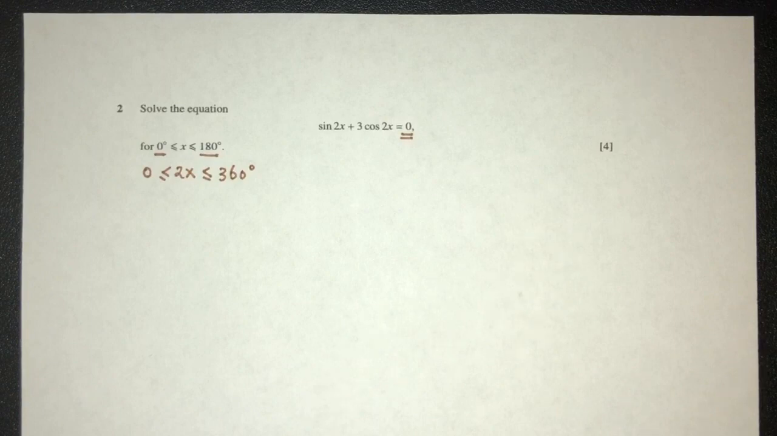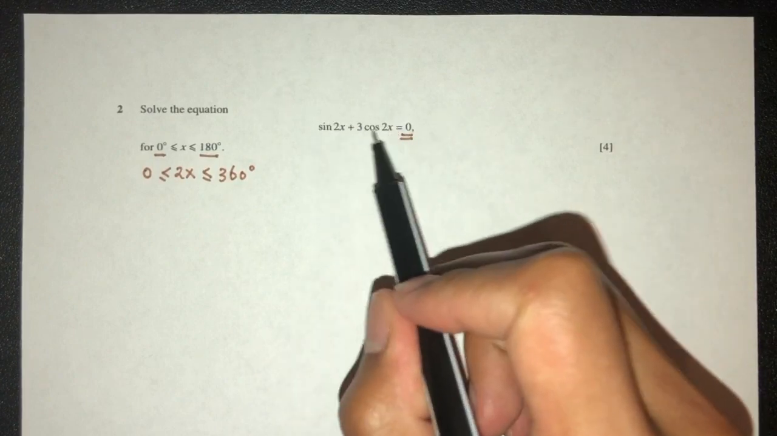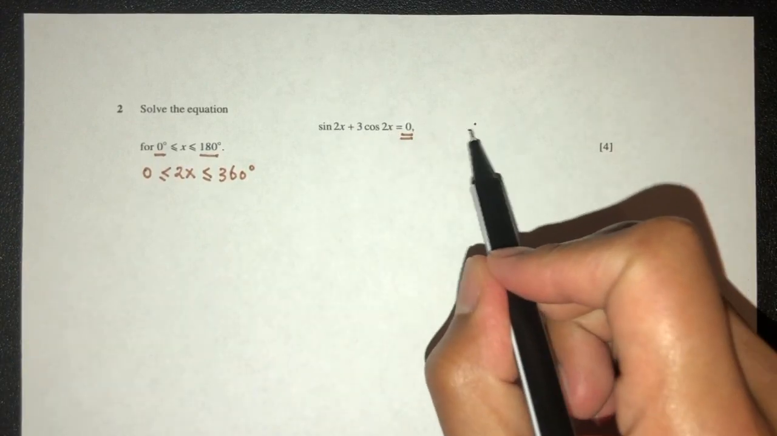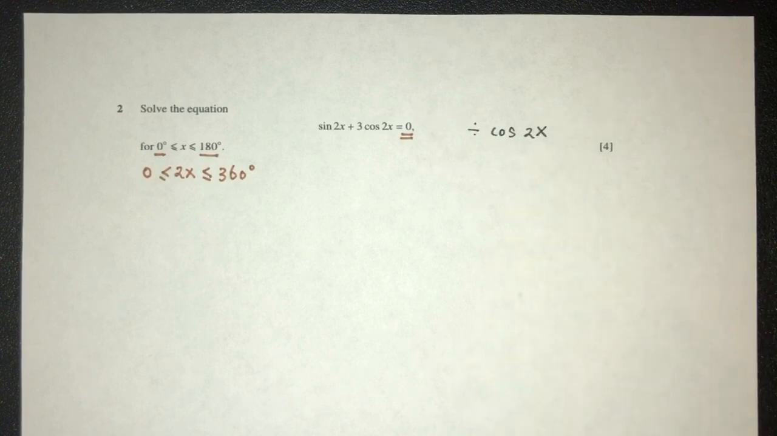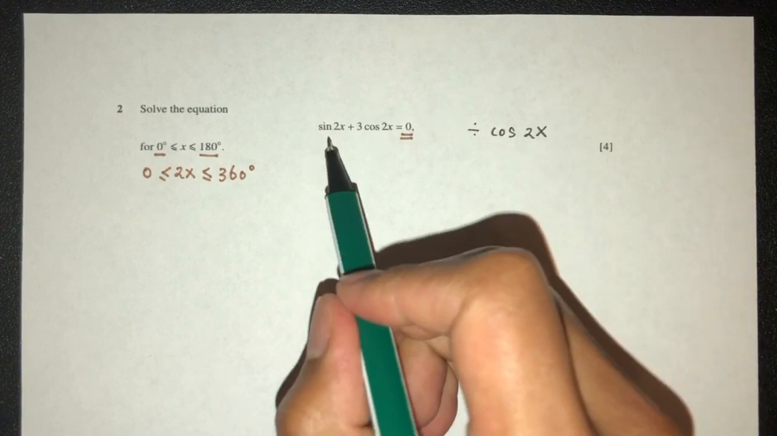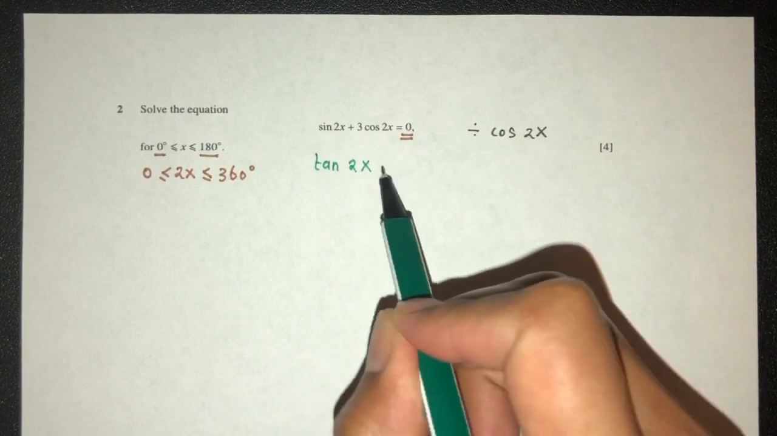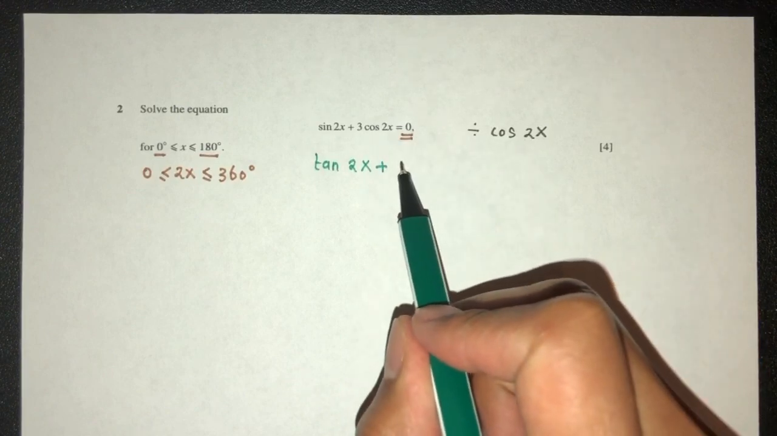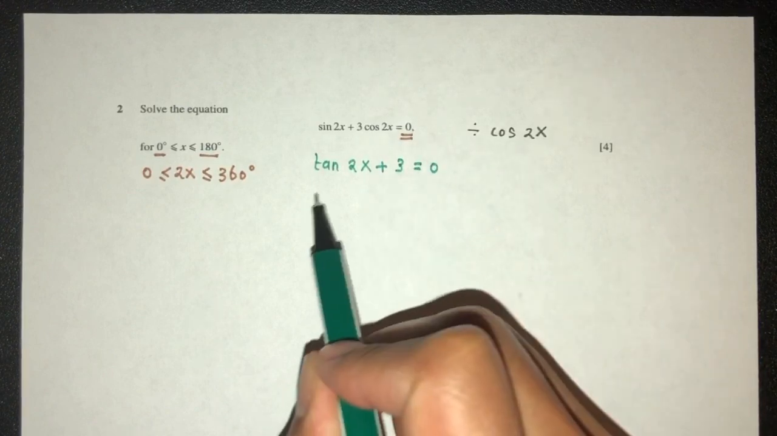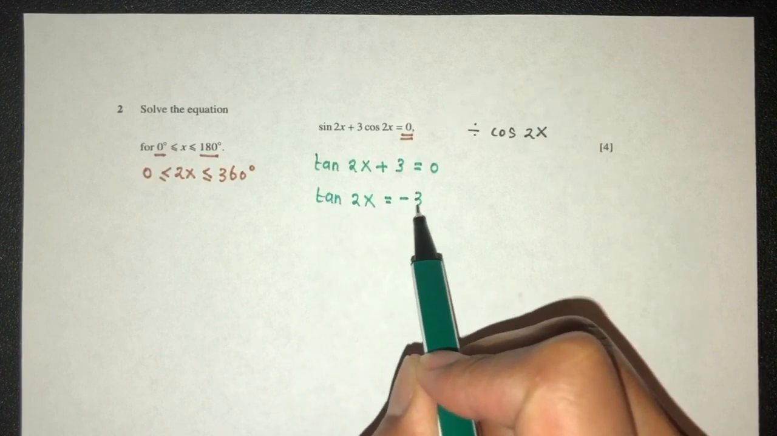We have to solve that equation. So the idea is that whenever we have sine and cos in one equation, we always divide by cos. So here we have cos 2x, so we divide by cos 2x. So you will have sine over cos, which is tan 2x, plus 3, since cos 2x divided by cos 2x will be 1, so 3, equal to 0. Now we have tan 2x is equal to minus 3.